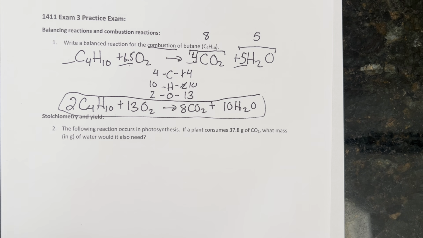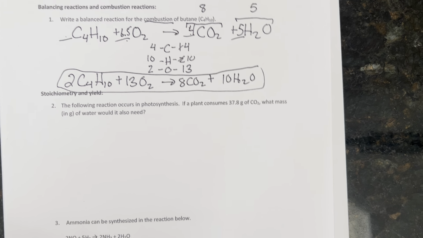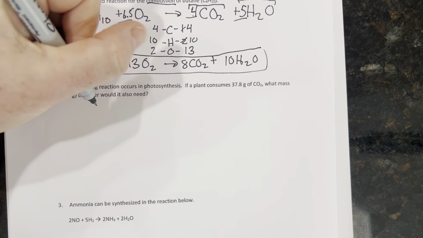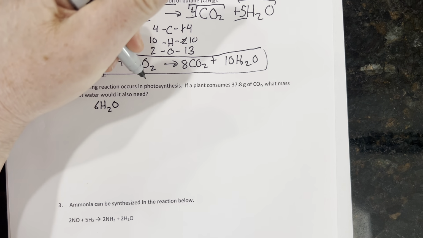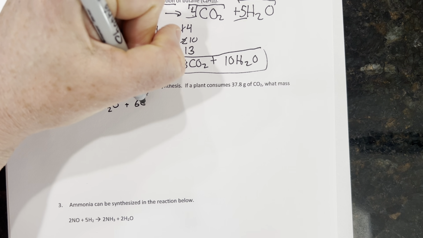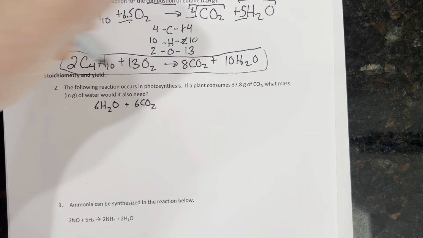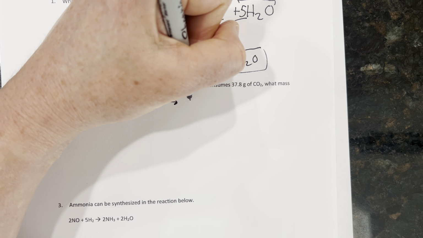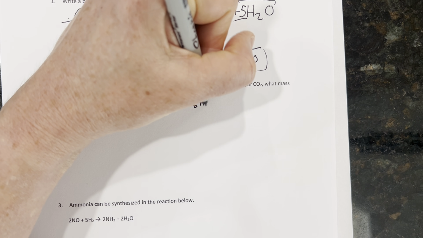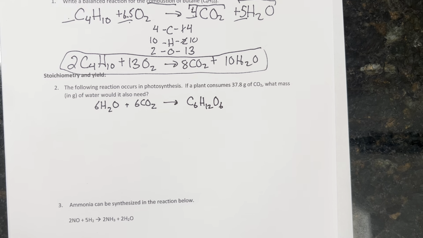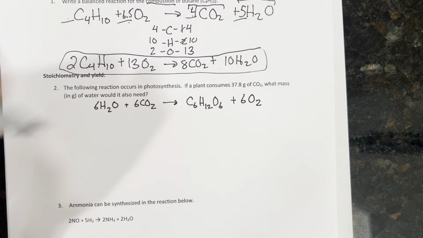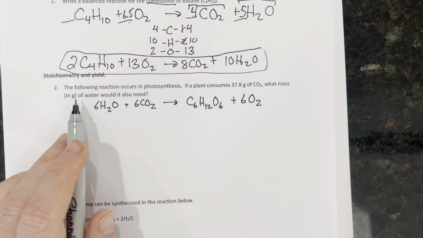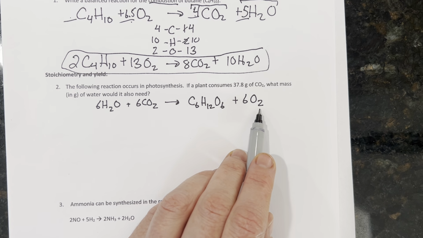Cool. All right, on to the next one. In your papers, I have since added that this reaction should be there. 6 waters plus 6 CO2 forms C6H12O6, or also known as glucose, and 6 oxygens. This is the photosynthesis reaction. Okay, so now we can kind of read this. It says, the following reaction occurs in photosynthesis, and that should be the reaction.